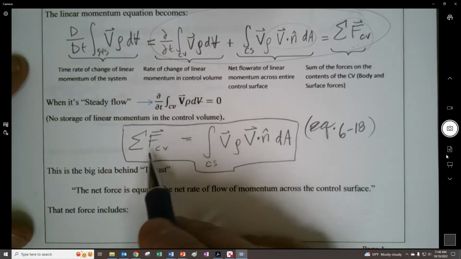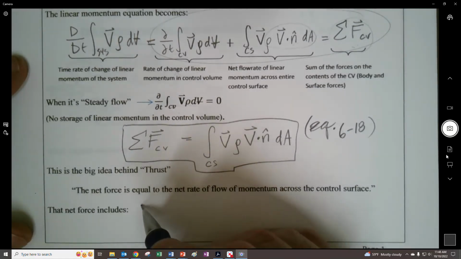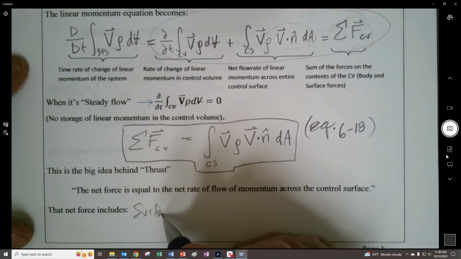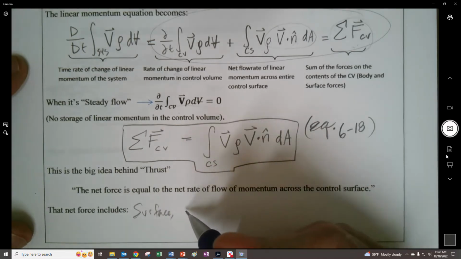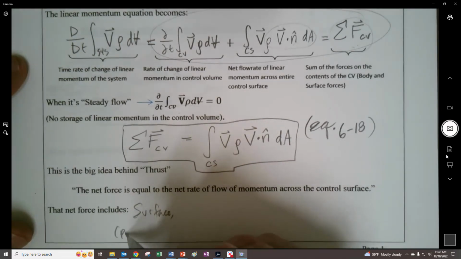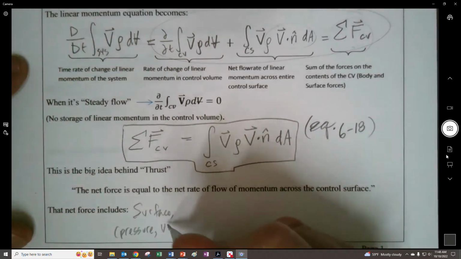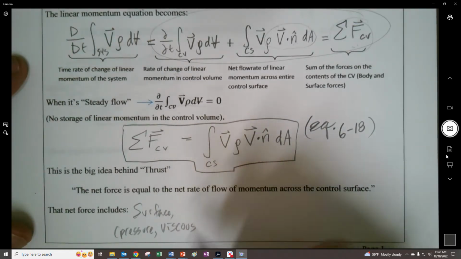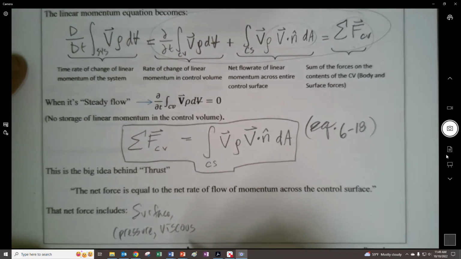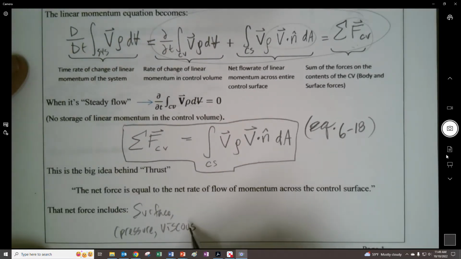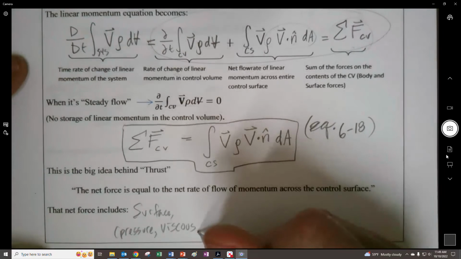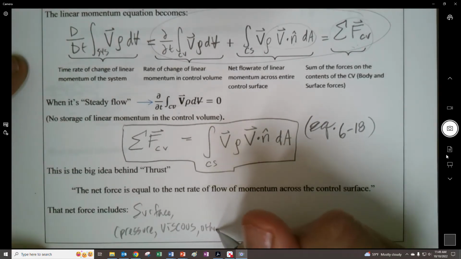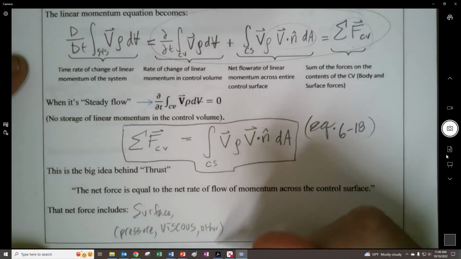And so these forces, by the way, are all kinds of forces. They could be surface forces, which include pressure acting onto the surface. They could be viscous forces because this is not Bernoulli here. We could have viscosity involved right here. You could have other forces. Maybe I'm just not creative enough to come up with new ones.